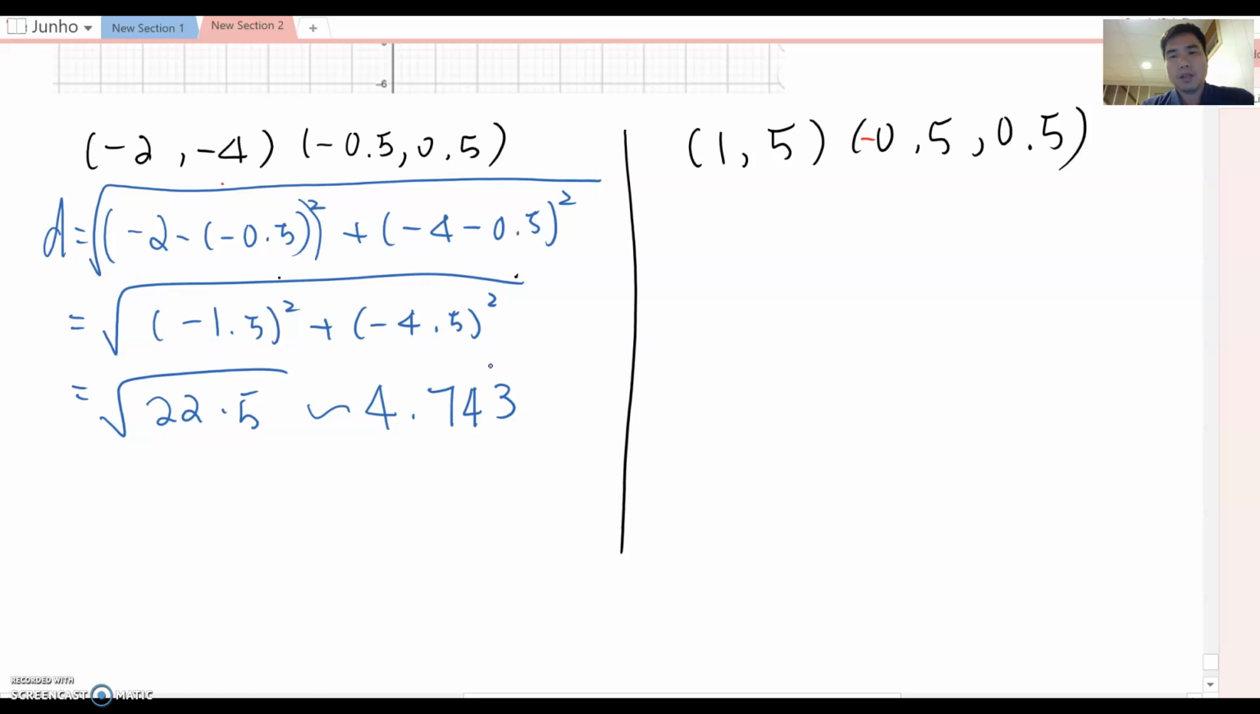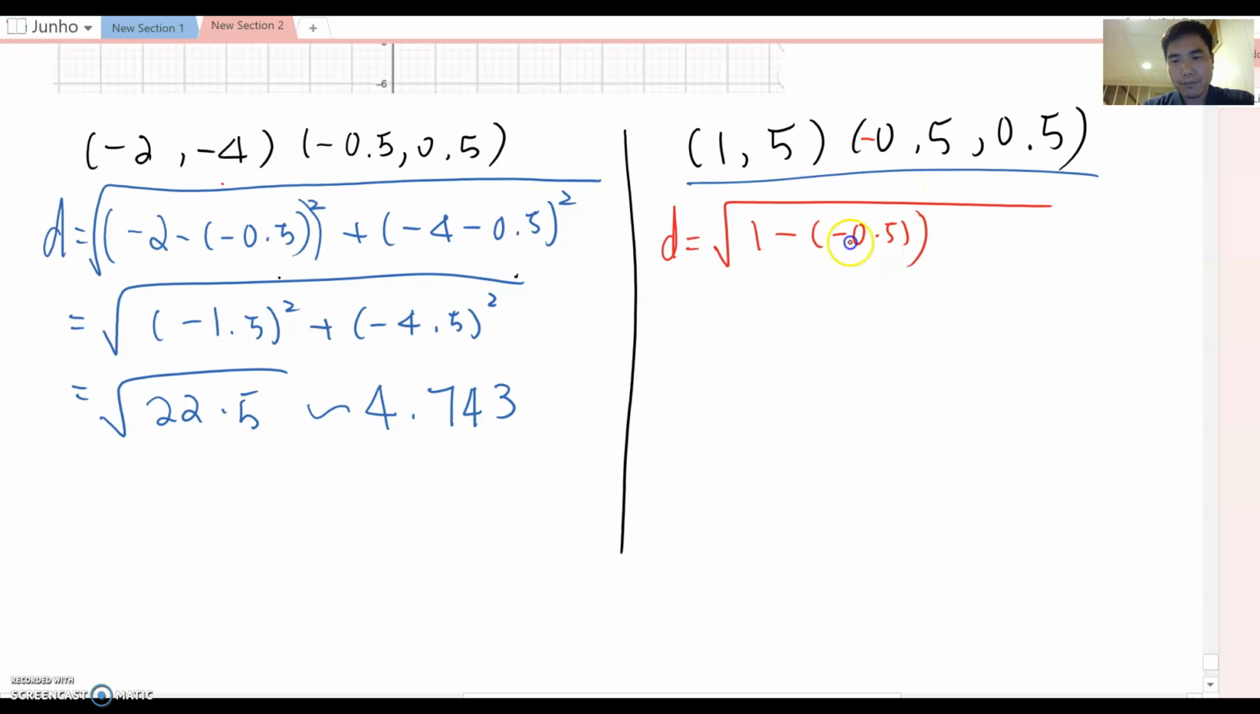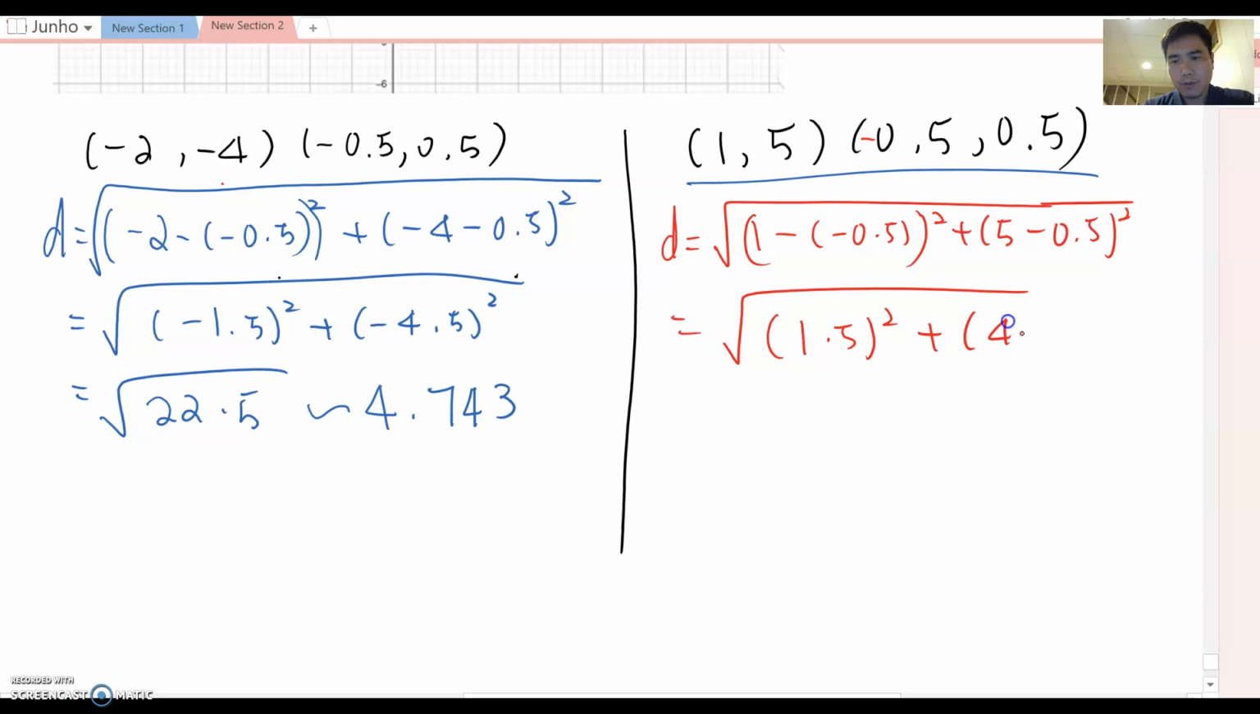Okay, so let me try the right side one too. I'm going to use a different color so you can see a little better. So d equals the square root of 1 minus negative 0.5, squared, plus 5 minus 0.5, squared. So in this case, the square root of 1.5 squared plus 4.5 squared. Therefore this also comes out as the square root of 22.5, so we approximate this also becomes 4.743 here.